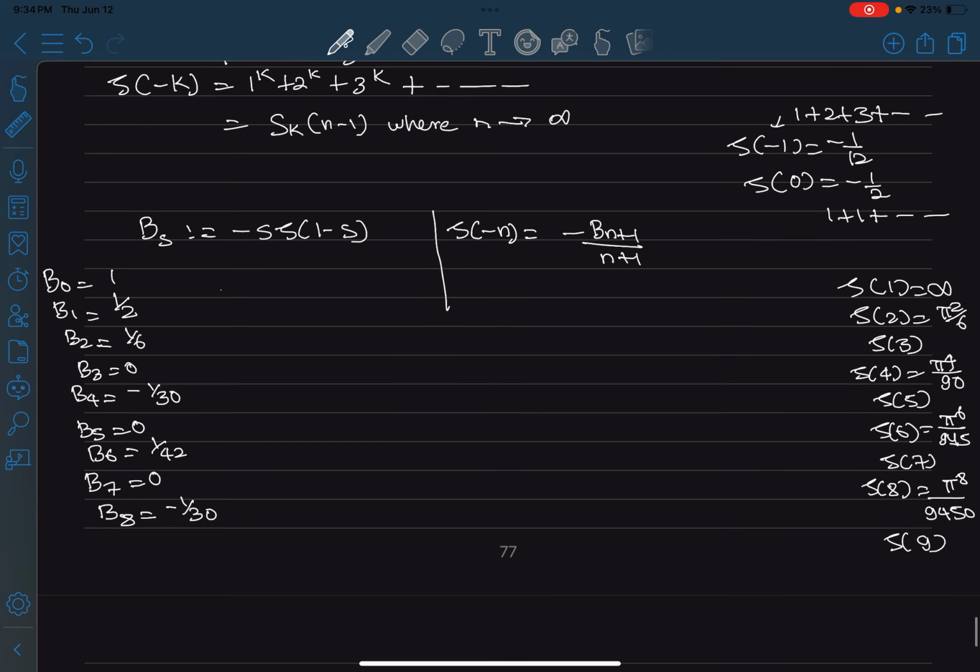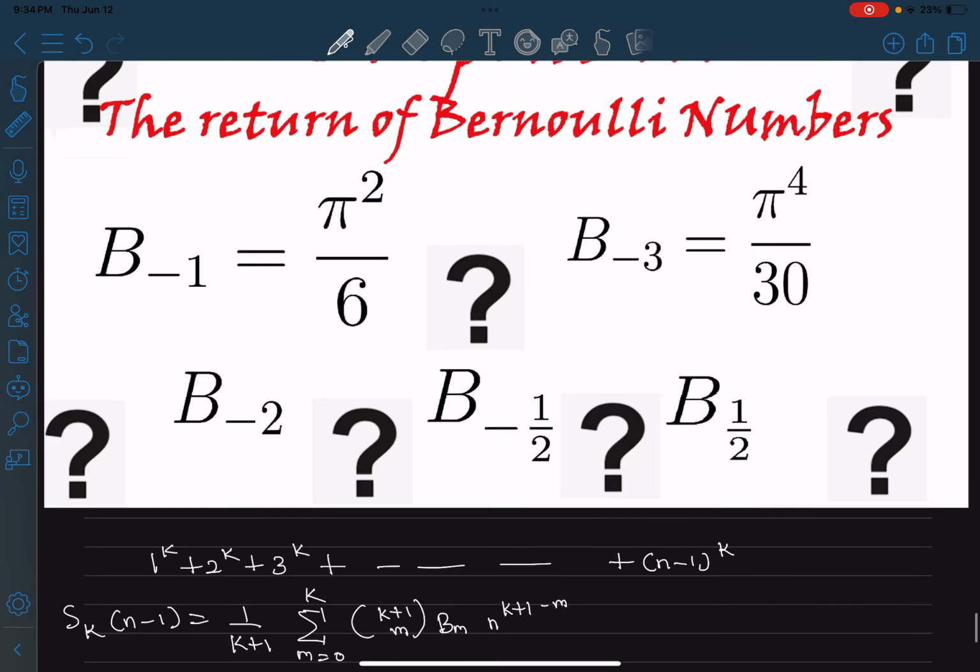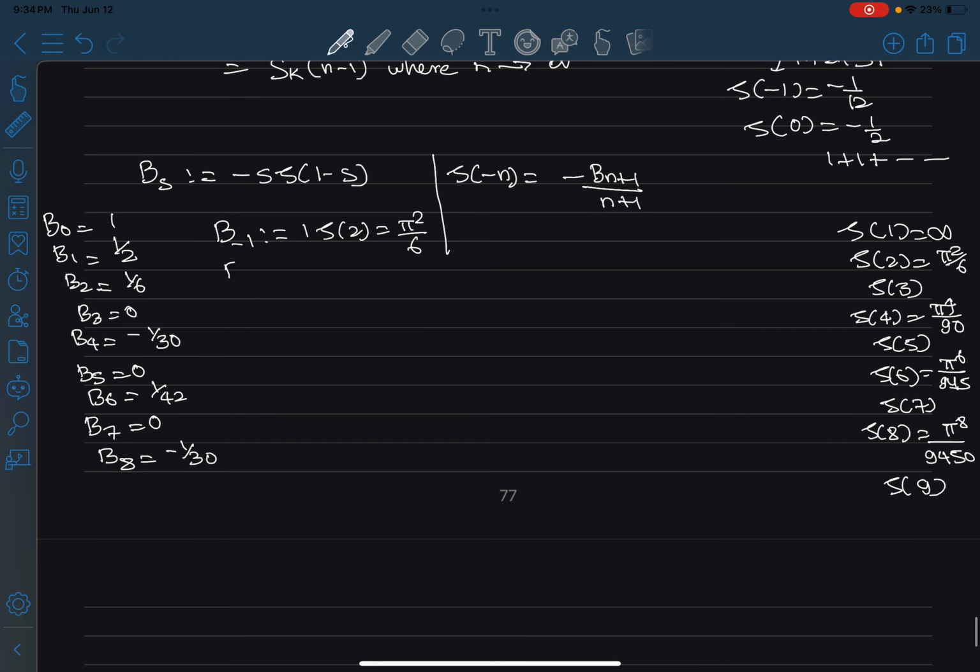Okay, so the Bernoulli number with subscript -1 will be just 1 times zeta of 2. That's pi squared by 6, right? So that's what I told you earlier over here. Similarly, for -2, this will just be 2 times zeta of 3, but zeta of 3 is unknown, so that's it. For -3, this will be 3 times zeta of 4. Zeta of 4 is pi to the power 4 by 90, so this is pi to the power 4 by 30. So this is how you can also find all other Bernoulli numbers with different subscripts, right?